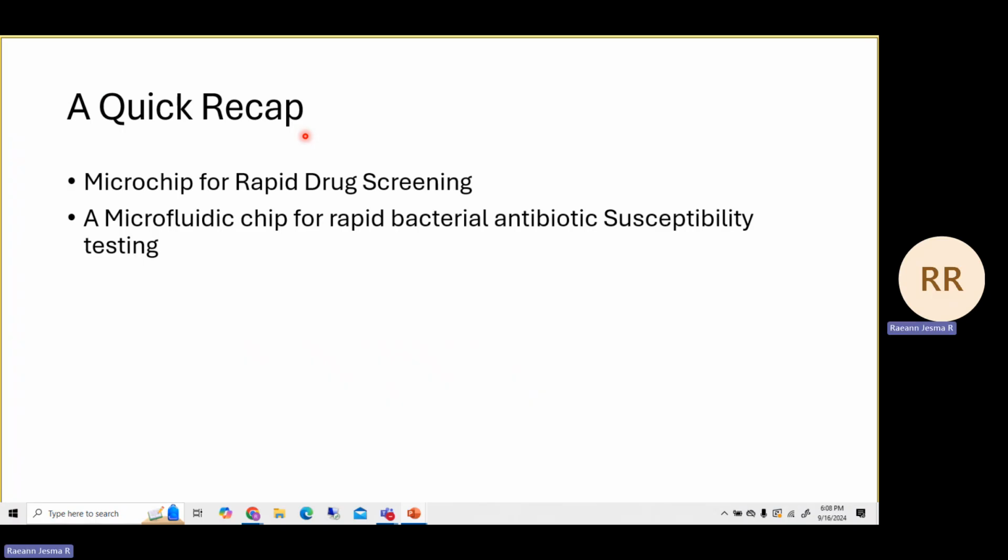A quick recap. In week 8, the content that was covered was a microchip for rapid drug screening and a microfluidic chip for rapid bacterial antibiotic susceptibility testing. In the case of rapid drug screening, we were looking into the drug screening for treating cancer. Okay. So now let us move on to the problem section.